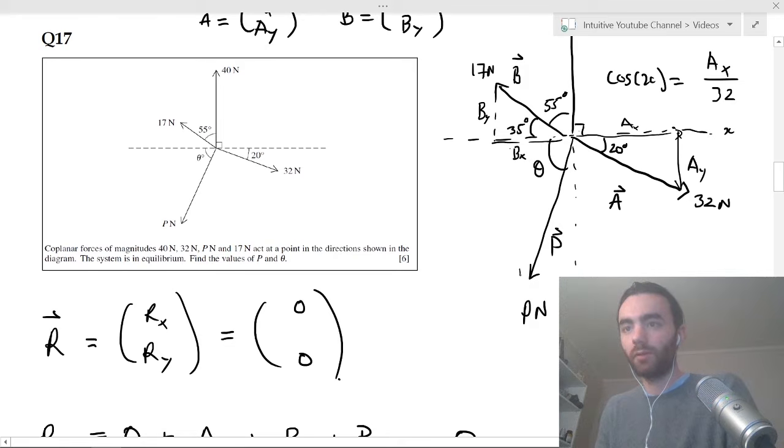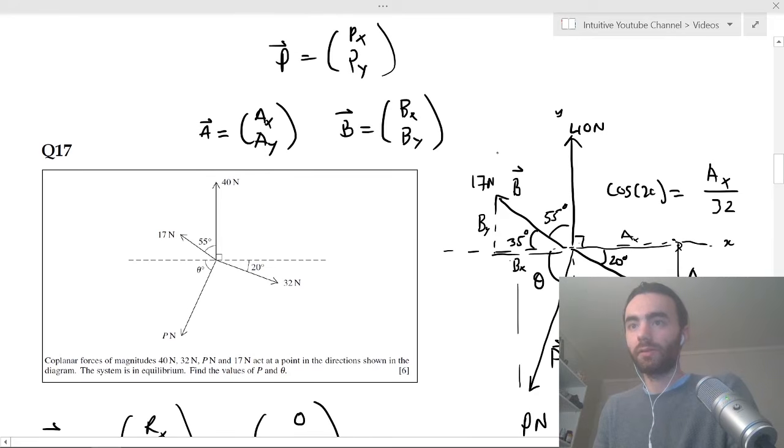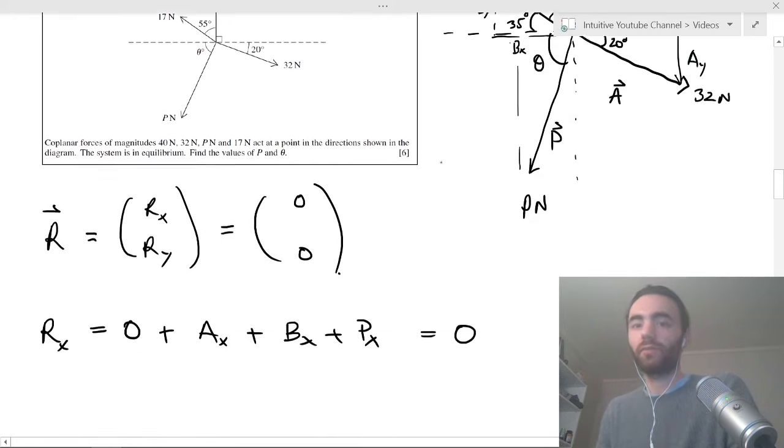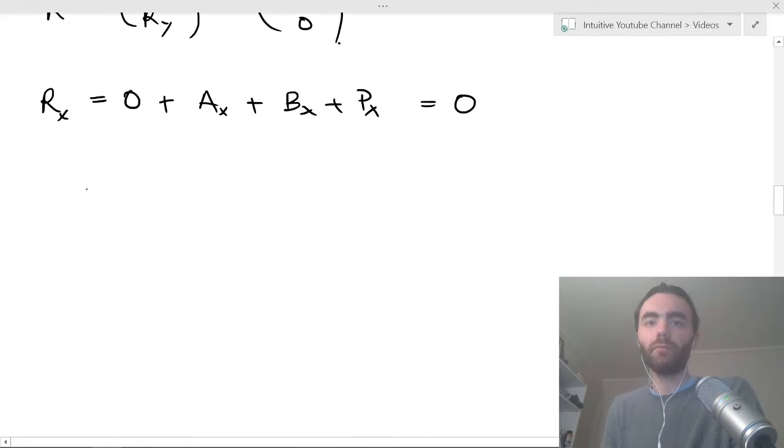Same goes for the P. You have your P, Py, and Px. You get the idea. So your Bx here will equal, this might get a bit messy, but again, you've got your opposite adjacent, so it's going to be cos. Cos of 35 equals your Bx over the magnitude, which is the hypotenuse, 17. So you can work all those things out from the diagram.